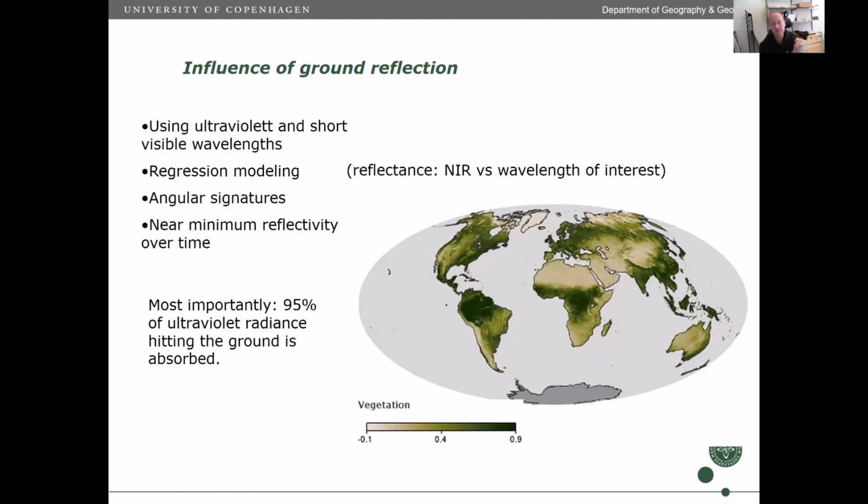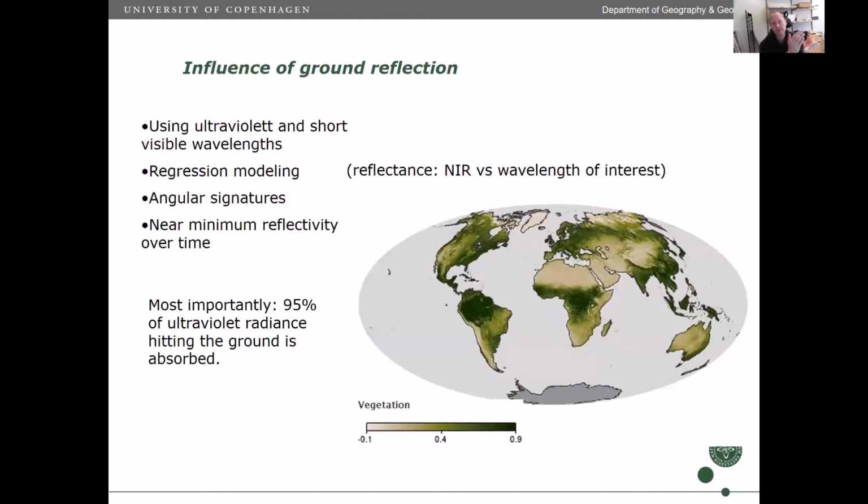Another method is to use regression modeling, where it's actually the opposite for the near infrared. It's not affected by what's going on in the atmosphere and only affected by what's going on at the ground surface. So by using a regression model between the near infrared and the wavelength which we are interested in, we can remove what's going on on the ground.